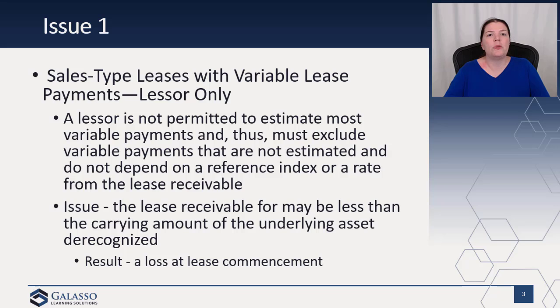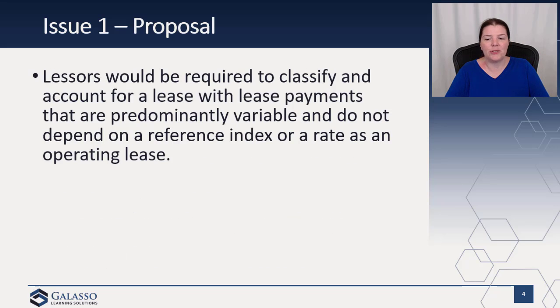And so in this proposal, they are trying to come and address this. Lessors would be required to classify and account for these lease payments that are predominantly variable and do not depend on an index or rate as operating. So instead of looking at the 5 criteria that we normally use for operating versus direct financing or for sales type leases, they would automatically be operating leases. And operating leases, we do not derecognize the asset. Lessor accounting is basically the same as it was before for operating leases. And so this would get rid of that sort of day 1 loss issue.